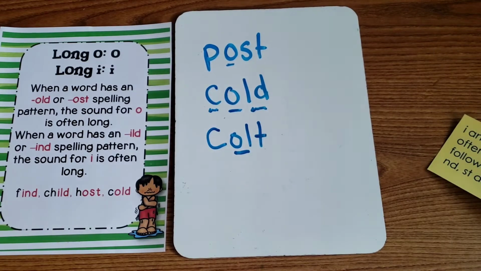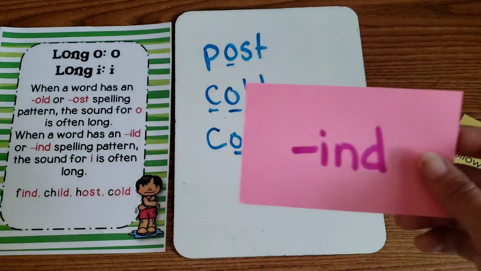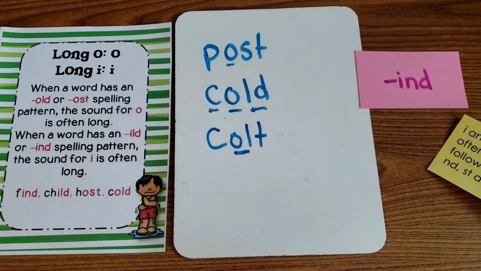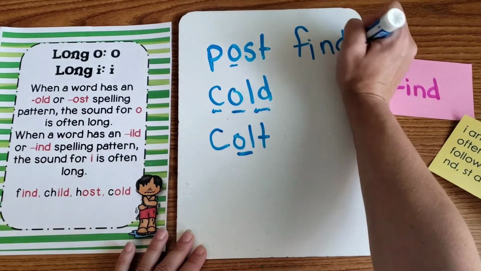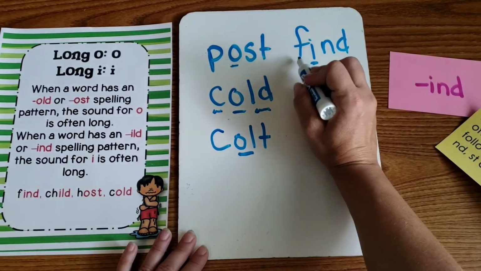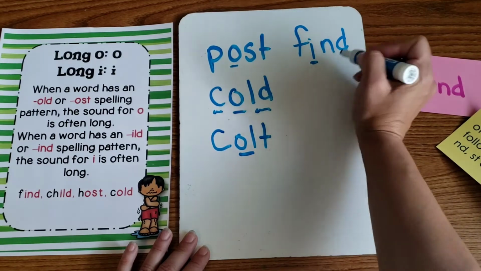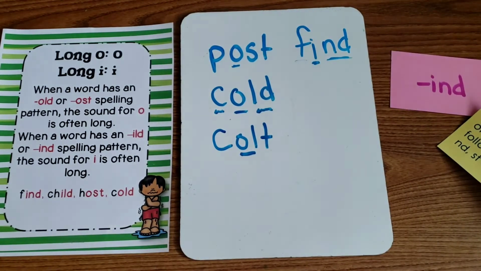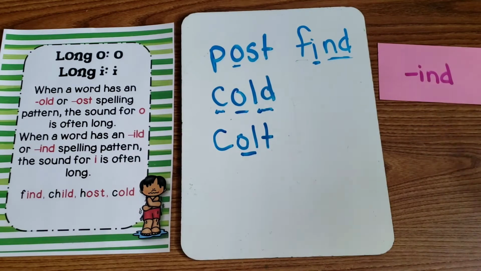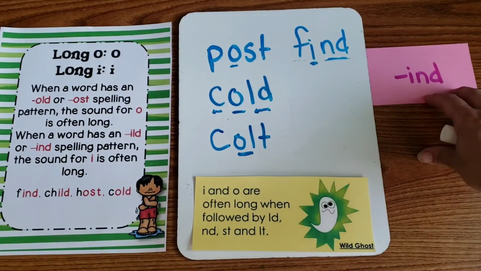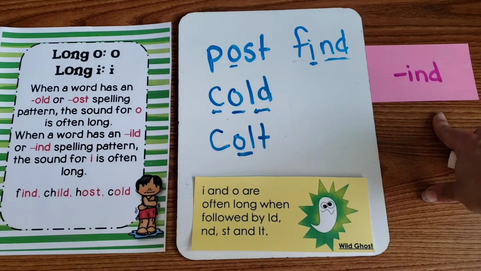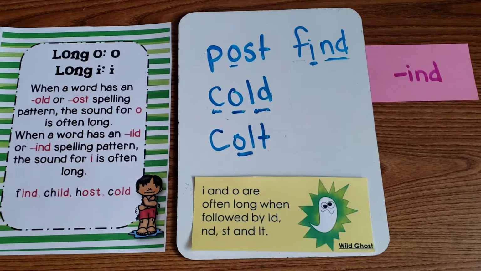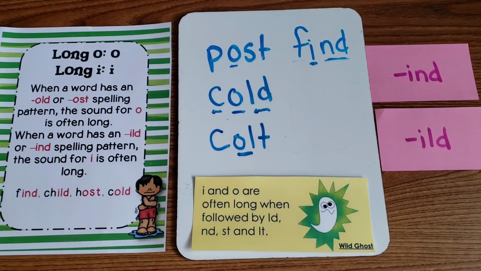There's also a couple closed syllable exceptions for long I. And one of those is IND. IND, find, ind. If I write the word find, we see that there's our vowel in the middle, our I, and it's closed in by consonants on both sides. So it should have a short vowel sound, right? Nope, because it's one of our closed syllable exceptions. IND makes it say the long vowel sound. So IND, find, ind.